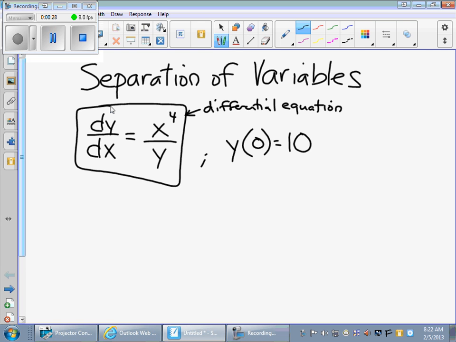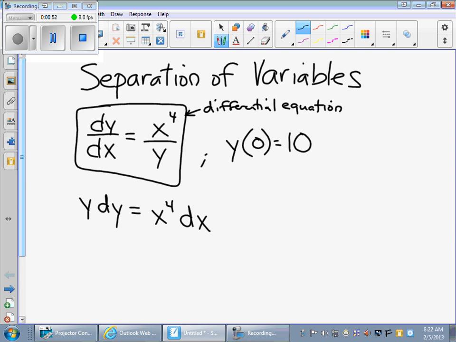So here's what we do. We're going to do just what it says. We're going to separate the variables. So we're going to put y's on the left and x's on the right. So I'm going to take the dx that's here, and I'm going to kick it over to the other side by multiplying. And I'm going to take the y that's on the right side, and since it says divide, I'm going to do the opposite. I'm going to multiply it over to the left side.